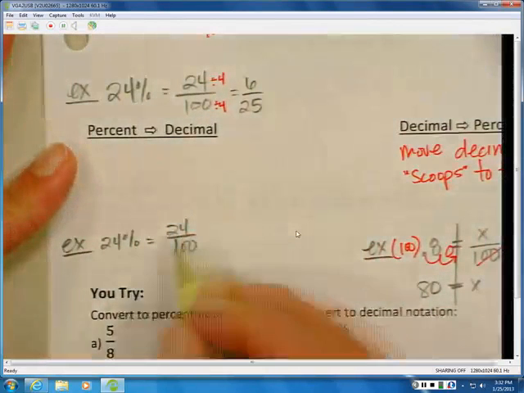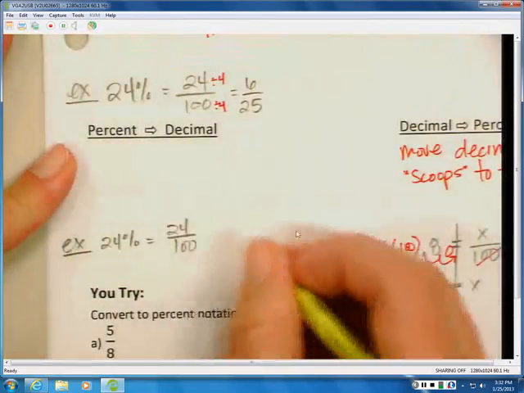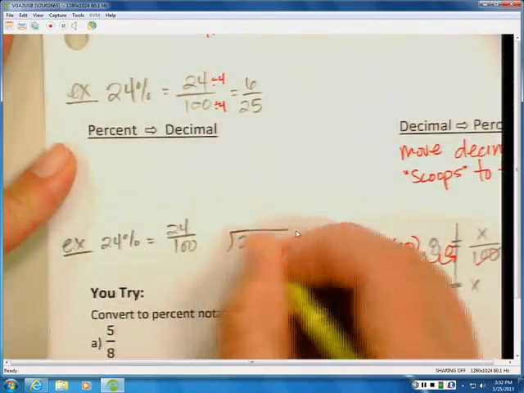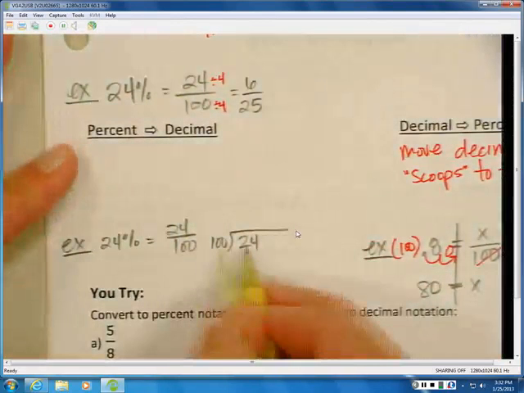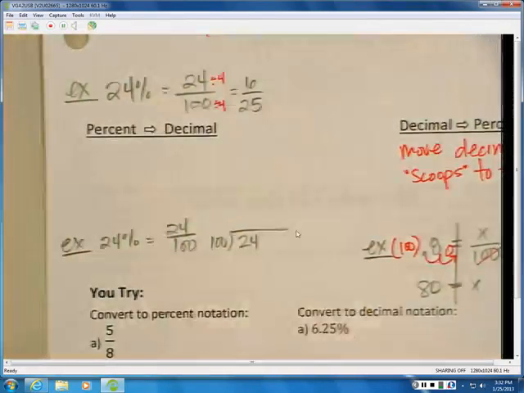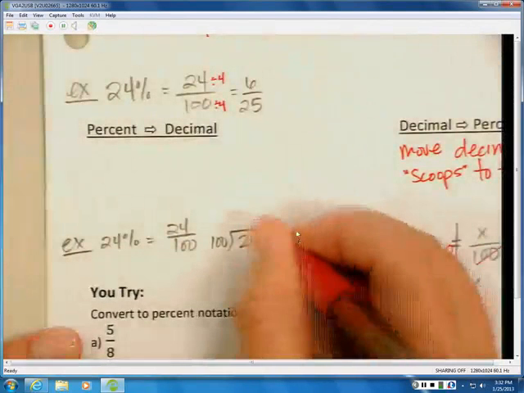Now what I'm going to do to convert this to a decimal is a little bit of long division. 24 goes inside the house, 100 goes outside the house, and I ask myself, does 100 go into 24? No, it doesn't. So what I need to do is add a decimal point and a 0.